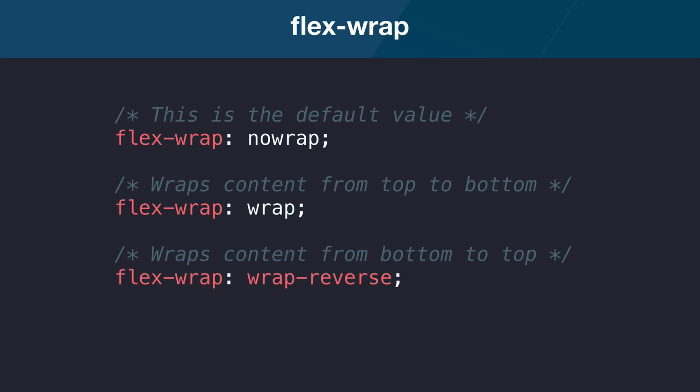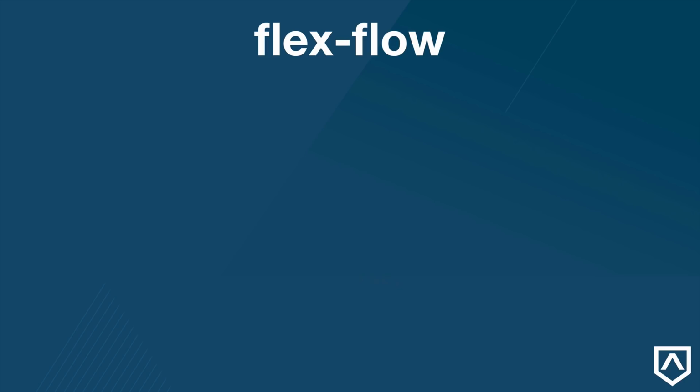Okay. So we've learned about direction, which is the dynamic flow of where things go, the direction of our content. And then we've learned about wrap, how to allow the content to flow outside of the constraints of a container. Now we're going to learn a shorthand for both of those called Flex flow. And simply put, Flex flow is just a shorthand version for Flex direction and Flex wrap. So there's not a ton to learn here that we don't already know.